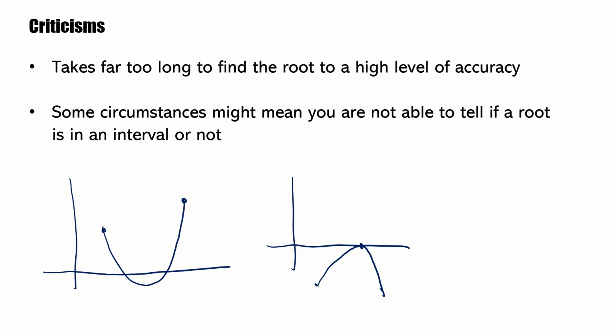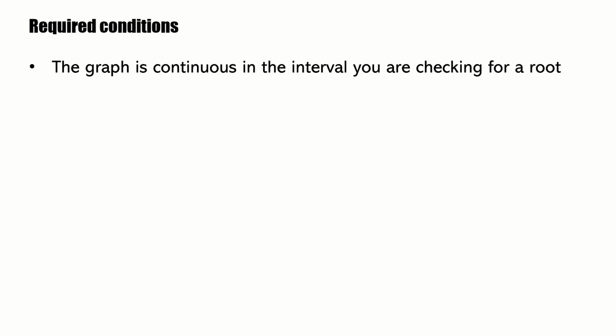And not only is this a problem, there's also some other issues we need to watch out for, such as we need to check that the graph is continuous in the interval in which we're checking for a root. A way of explaining what this means is to say that you should be able to, in the interval you're looking at, draw the graph by starting at the first point in the interval and connecting it up to the second point in the interval without taking your pen off the paper. In other words, the graph continues between those 2 points uninterrupted.